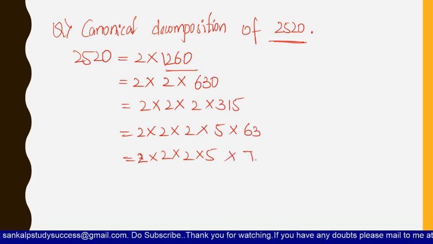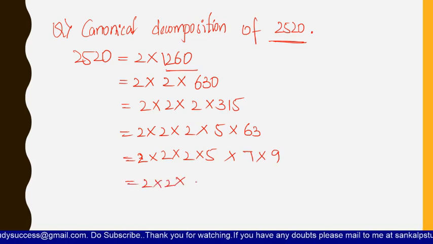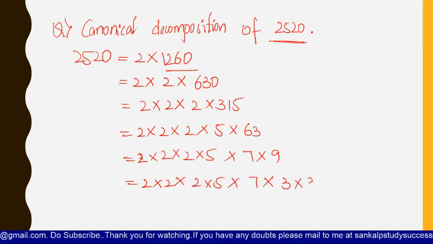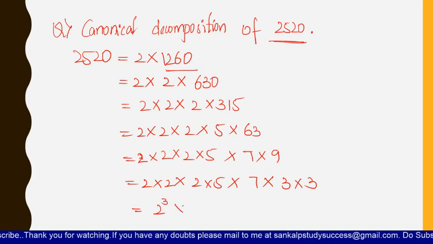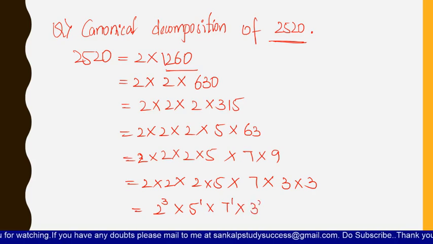Sixty-three can be written as 7 into 9, correct? Because 7 is a prime number. Now 9 can be written as 3 into 3. We got all the prime numbers here. So how do we express it? There are 3 2's. So 2 to the power of 3 into, there is only one 5, so 5 to the power of 1 into 7 to the power of 1 into 3 square. This is the first method by which canonical decomposition of 2520 can be solved.